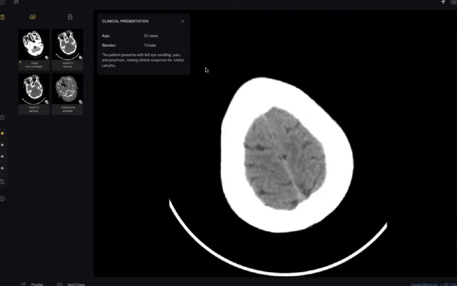This is a 55-year-old female patient presented with left eye swelling, pain, and proptosis.